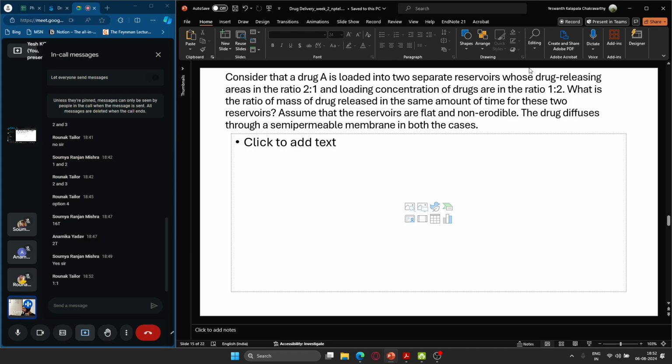Okay, Raunak says 1 is to 1. So basically, he's saying both the reservoirs will release the same amount of drug after time t. Does everyone agree? Do you guys have a different answer?